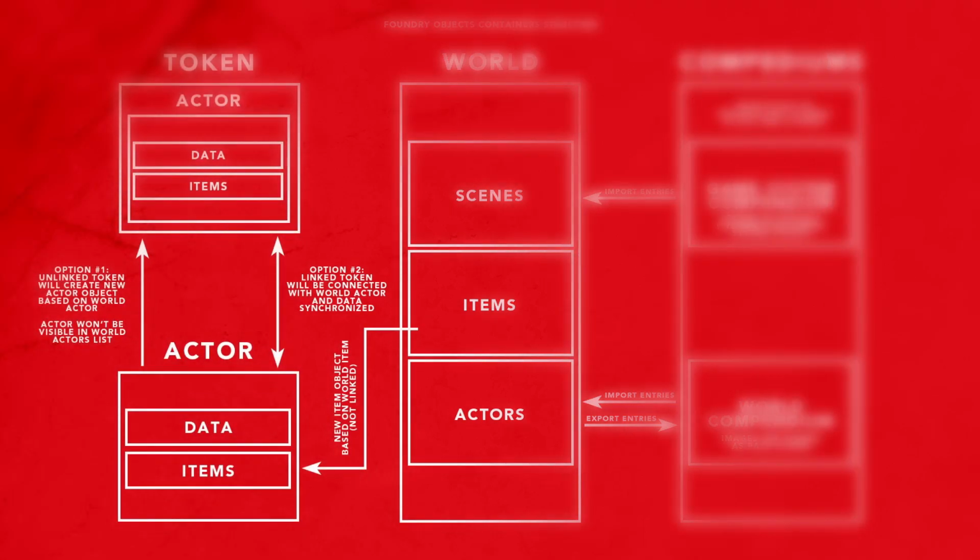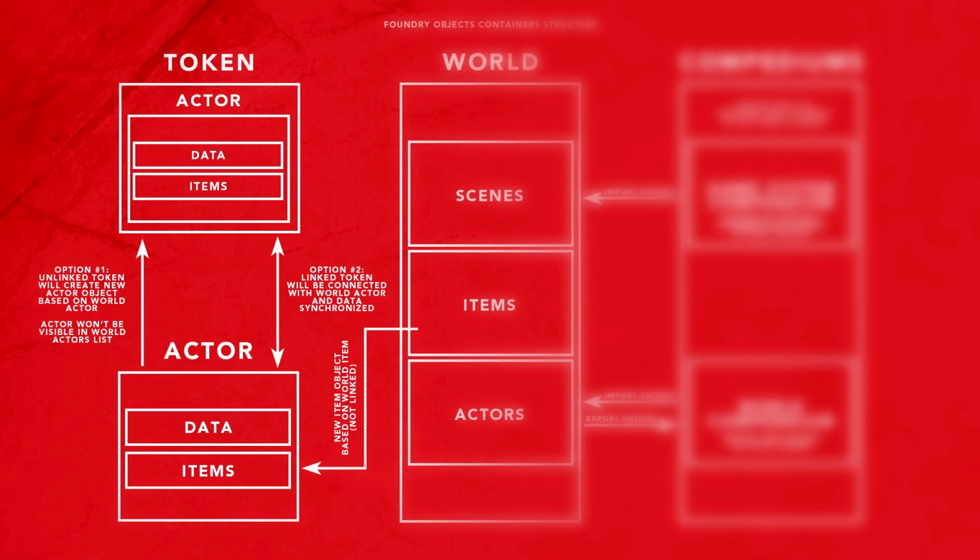Another level of storing data is the actor entity. When you add an item to an actor, Foundry will create a new object from the world item with the same data. However, both items will not be linked and the data will not be synchronized. So any change to the world item will not be reflected in the actor's item.